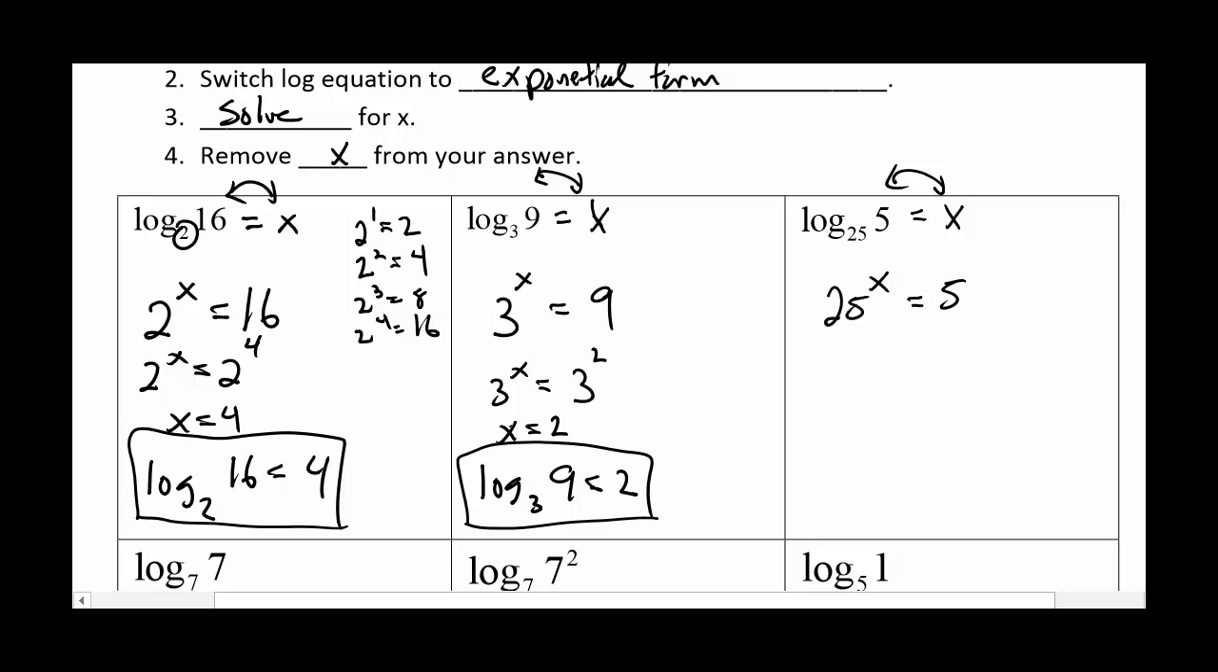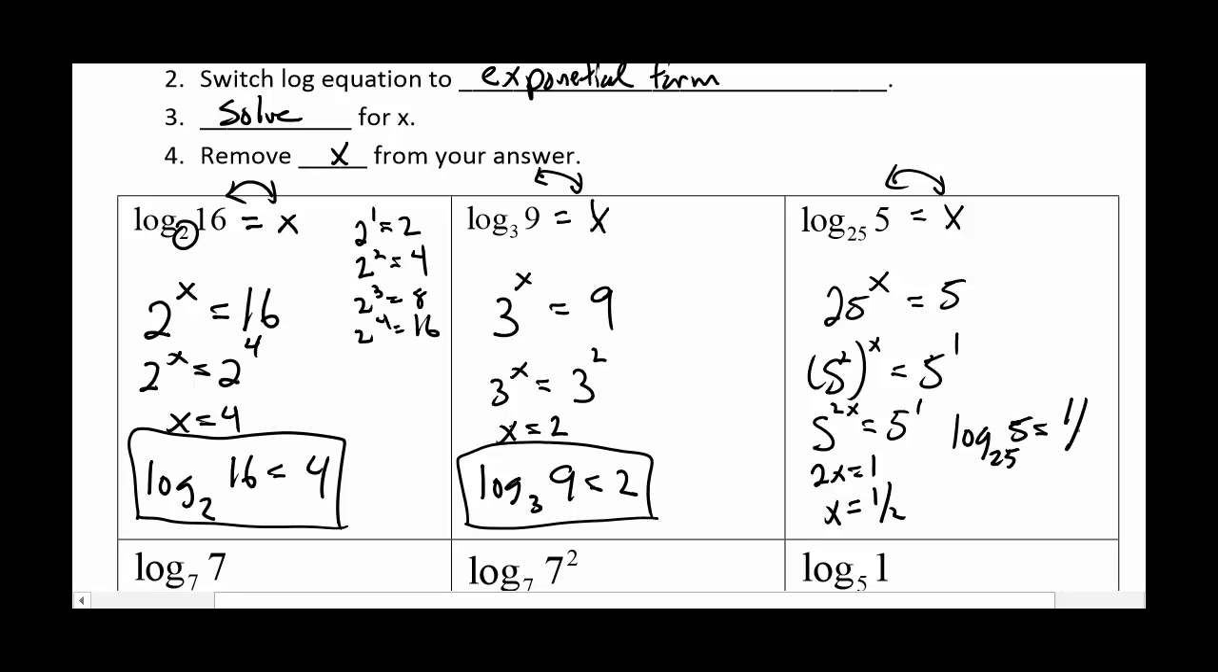Now in this case, we kind of need to think out loud to ourselves. What is the relationship there? 25 is really 5 squared, isn't it? And 5 is 5 to the first. And so we have this rule that says if I take an exponent to an exponent, that means multiplying. So that means 2x has to equal 1, so what is x? 1/2. So log base 25 of 5 equals 1/2.